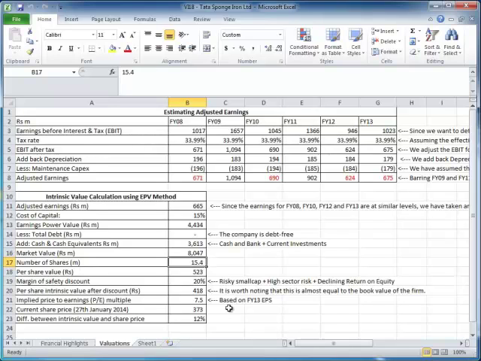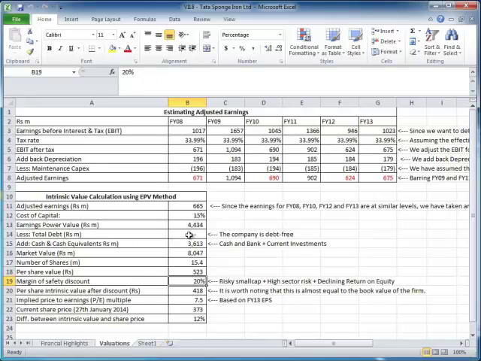The number of shares outstanding is 15.4, and again this is in millions, so 15.4 million shares the company has issued, and then we get the value per share, right? That's just the market value divided by the number of shares. This is our estimate of the value per share of the company, based on the earnings power value method. We're not done yet because we still want the margin of safety, but before we do that, hopefully you now understand how we get to what we think the company is worth per share.